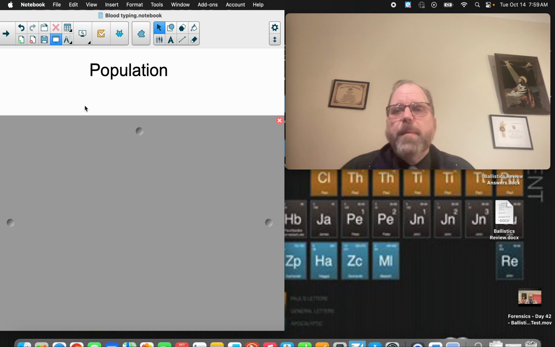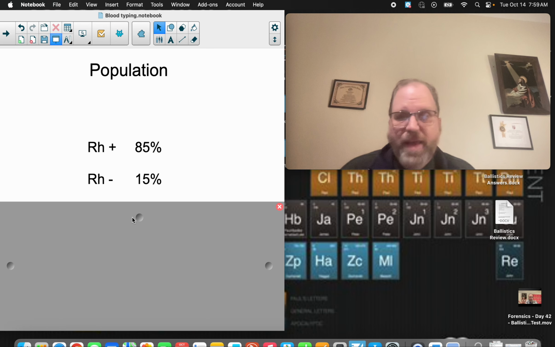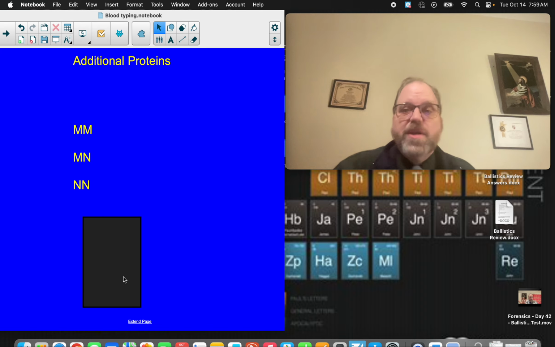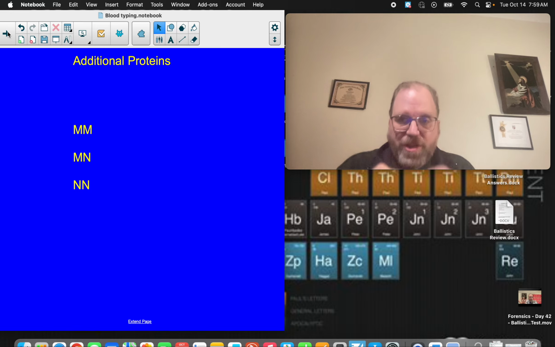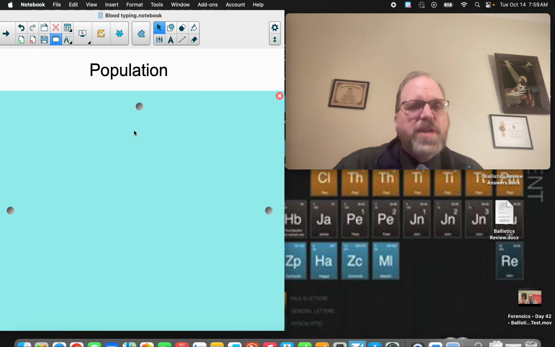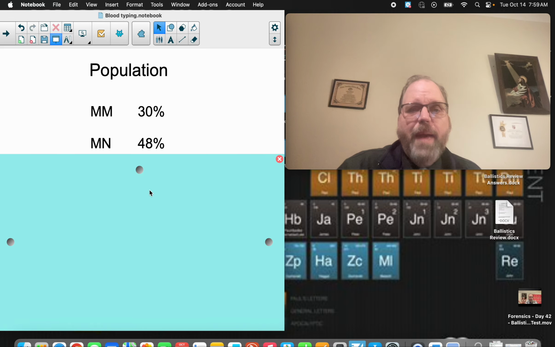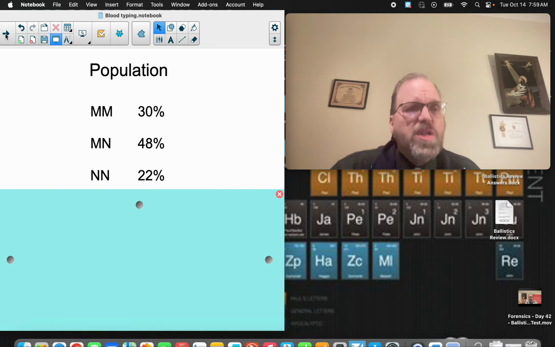All right, now, population for RH. RH positive is 85% of the population, and RH negative is 0.15. Now, there is one other thing that we can also look at, and that's additional proteins. There are 3 additional proteins that do exist. They're called MM, MN, and NN. So we can get into those as well to even further limit the population down as far as who is present. Now, the population there, MM is 30% of the population, MN is 48%, and NN is 22% of the population. So what can we do with this?